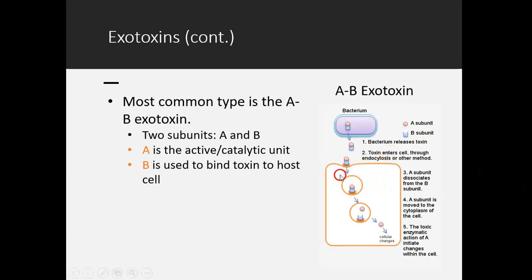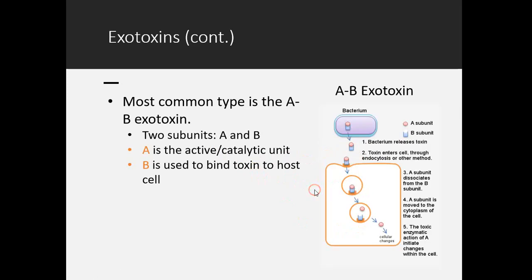Then that adhering causes the host cell to take that toxin inside. So it endocytoses and brings it inside, and once it gets inside, there's a separation between the A and the B units. Then the A unit, which is the active or catalytic unit, goes inside the host cell, and it's either going to increase a current reaction that's occurring, or start a reaction that hasn't been occurring. That is the AB toxin. So they get inside their host cell, and they initiate a particular change within the metabolic process of the cell, and that change is going to cause damage to that cell or to the host overall.